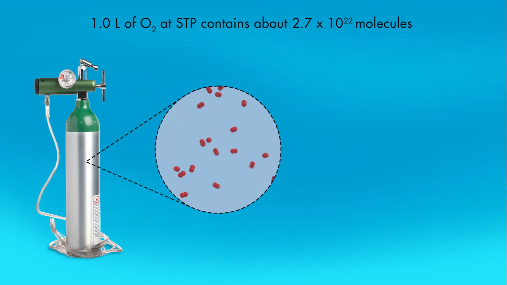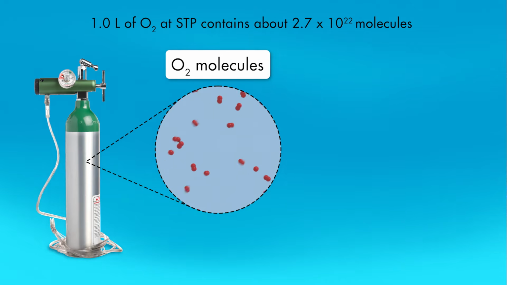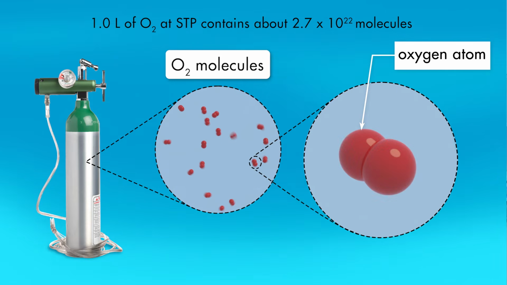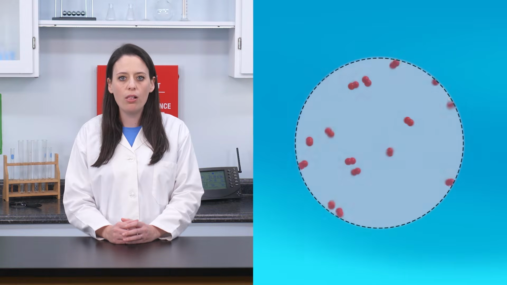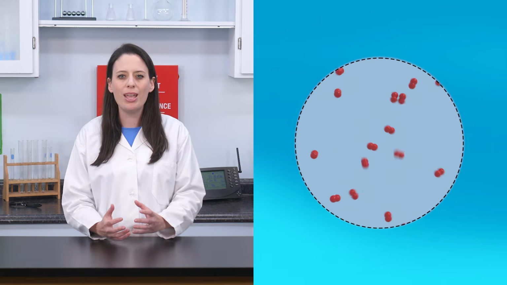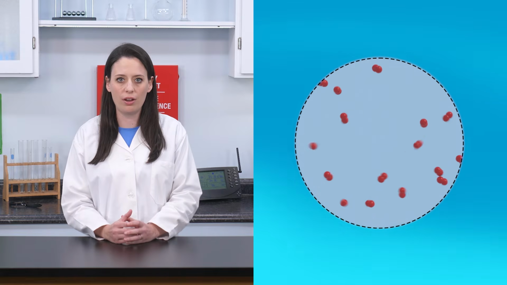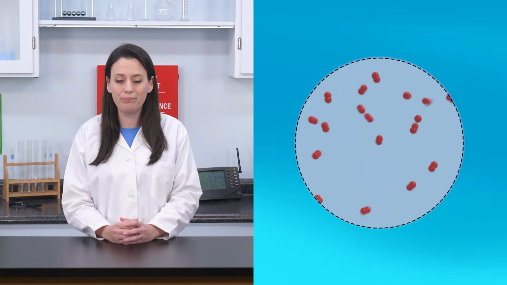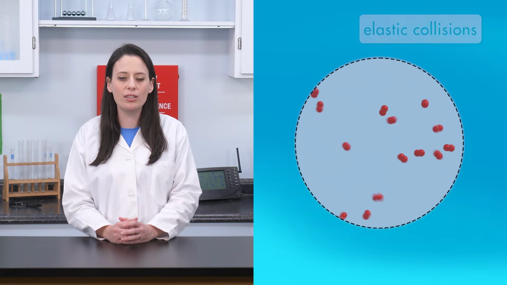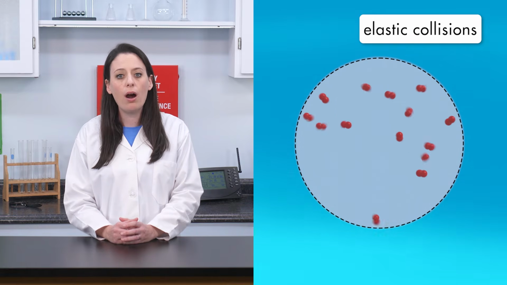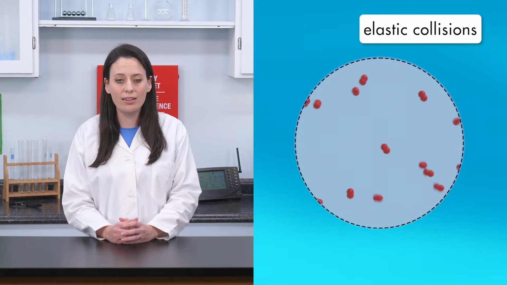Let's consider a 1-liter sample of oxygen gas. At standard temperature and pressure, 1 liter of oxygen gas contains approximately 2.7 times 10 to the 22nd power molecules. Each molecule is made up of 2 oxygen atoms. Oxygen molecules are constantly moving in random, straight-line paths, colliding with each other and with the sides of their container. These collisions are called elastic collisions because the particles do not lose energy when they collide.